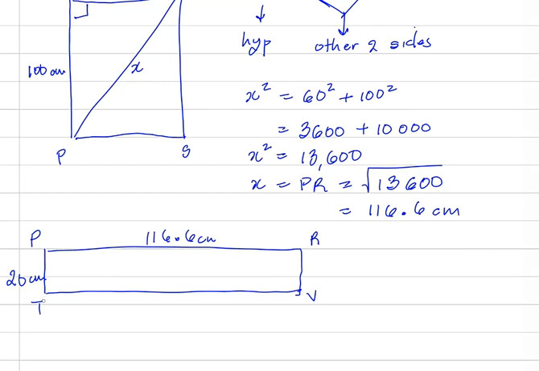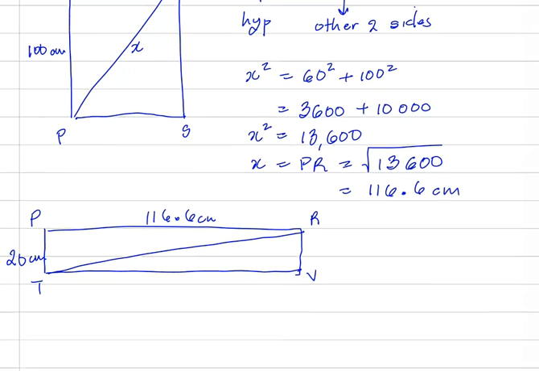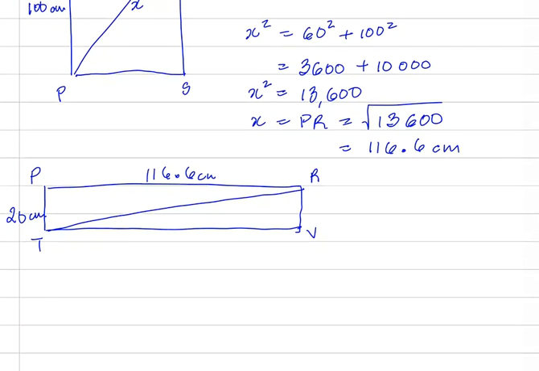It would be nice if we could draw some really nice straight lines. All right, again, this is straight Pythagoras theorem. Let's call it RTY. This is my right angle. I'm going to have y squared is equal to, y is the hypotenuse, 20 squared plus 116.6 squared.